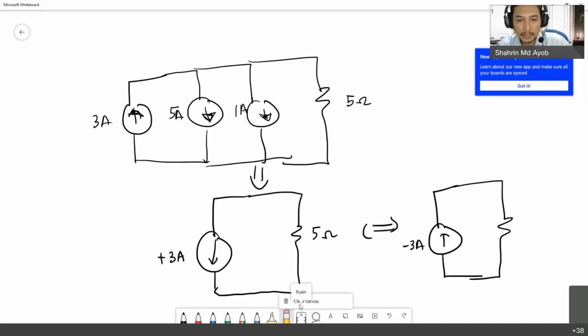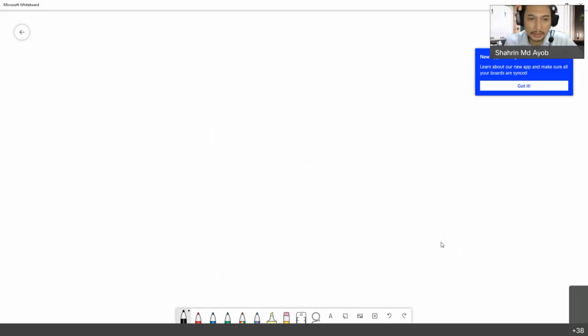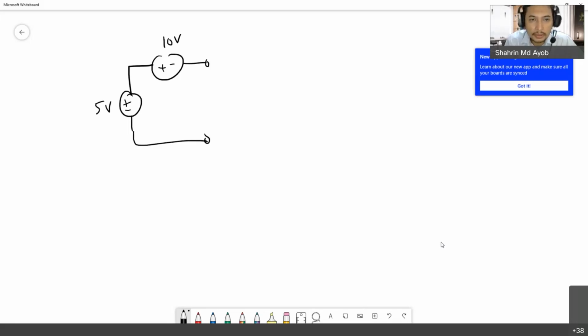This is for the current source. If you have multiple voltage sources connected in series, for example like this, you need to total up. For example, this is 5 volt, this is 10 volts, so the voltage here is just the sum. Your V total is 15 volt. If you have, for example, this one negative, like this, the polarity is like this.